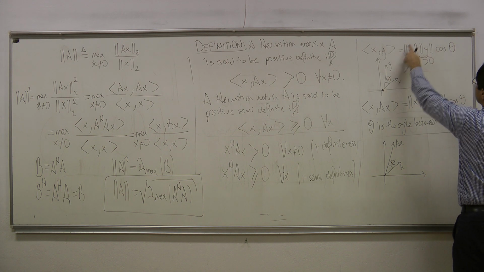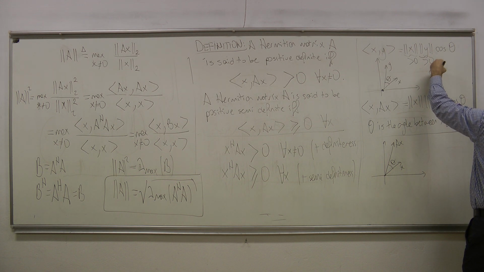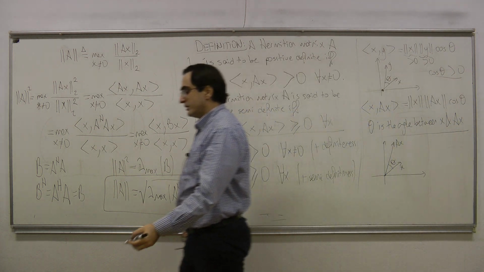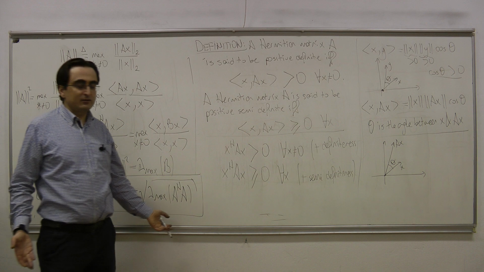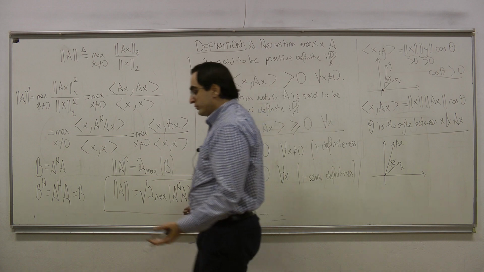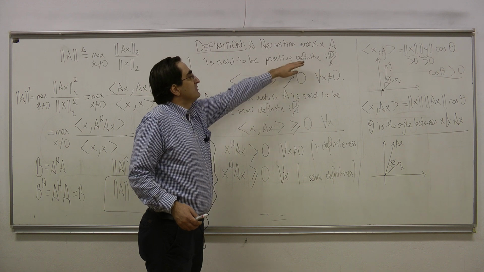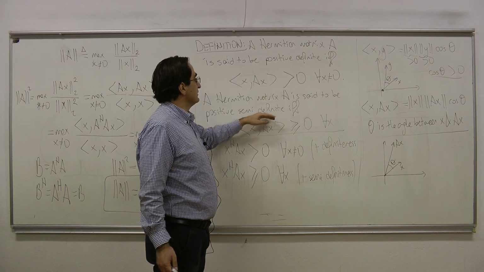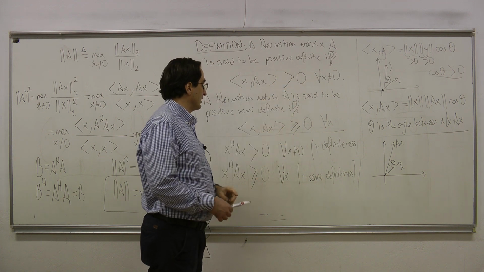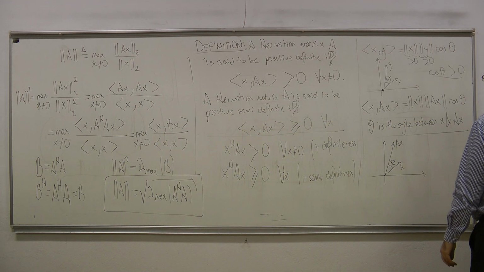If these norms are positive, and if this inner product is positive, then I know that cosine theta is going to be positive. If the inner product is positive, then the cosine theta is positive. If the inner product is negative, then the cosine theta would be negative. By the way, we can define negative definiteness and negative semi-definiteness by putting a smaller than sign here, or a smaller than or equal to sign. Okay? They are defined in a similar manner.